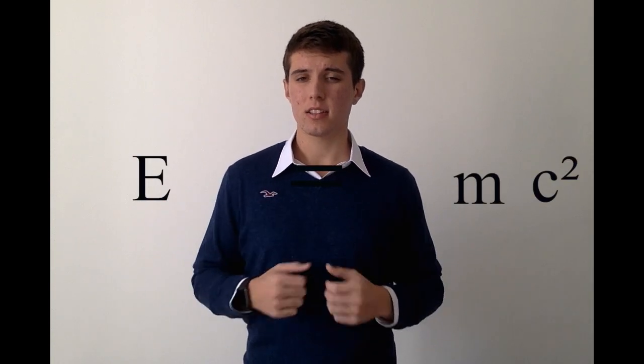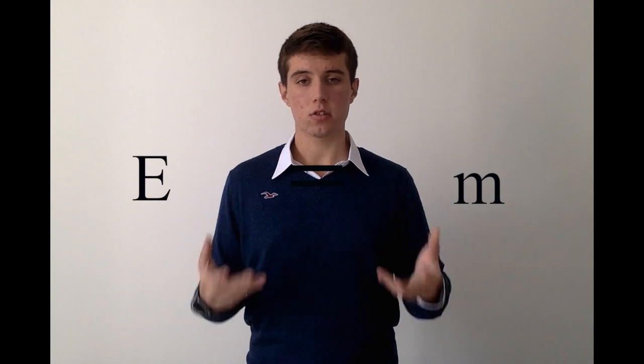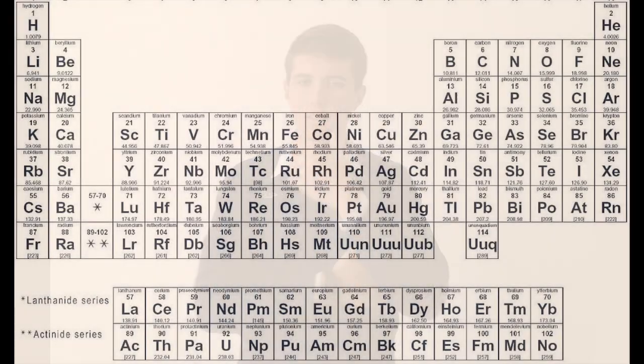Energy equals mass times speed of light squared. The speed of light is constant, so for understanding the equation, we can just as well remove it. We are left with energy equals mass, so that means energy actually is mass. So when are we using this?